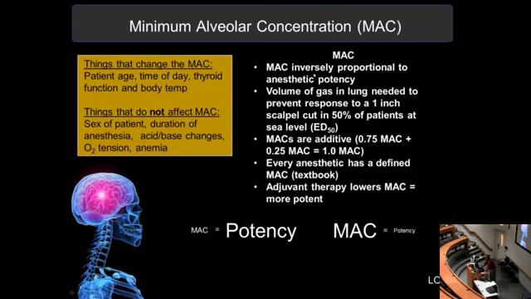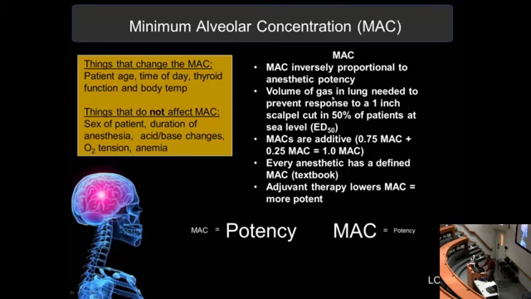So the MAC is inversely proportional to the potency of the anesthetics, and that's depicted here. Drugs with really large MACs are not potent. Drugs with small MACs are very potent. So it's inversely proportional.